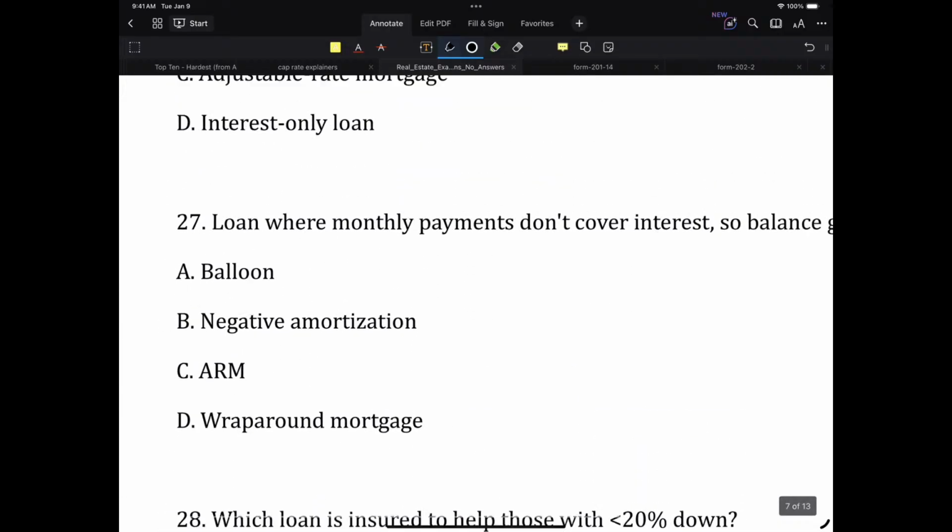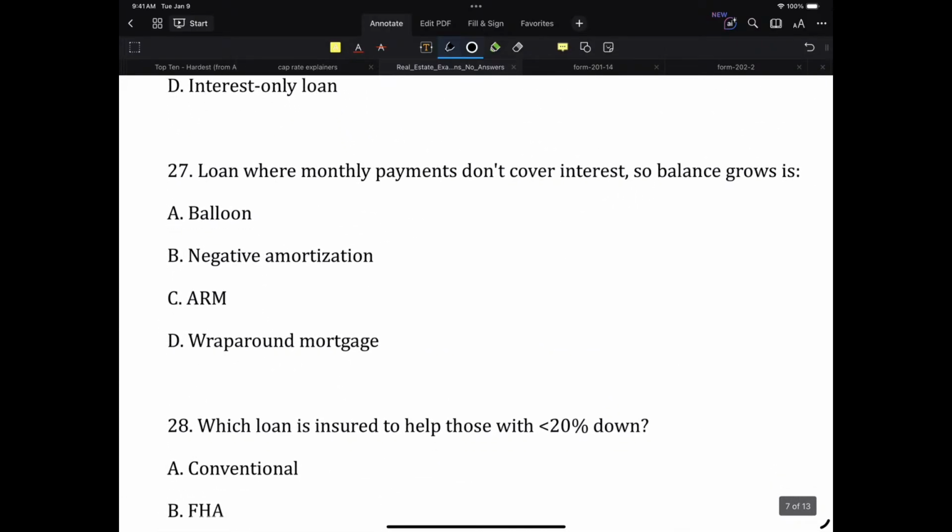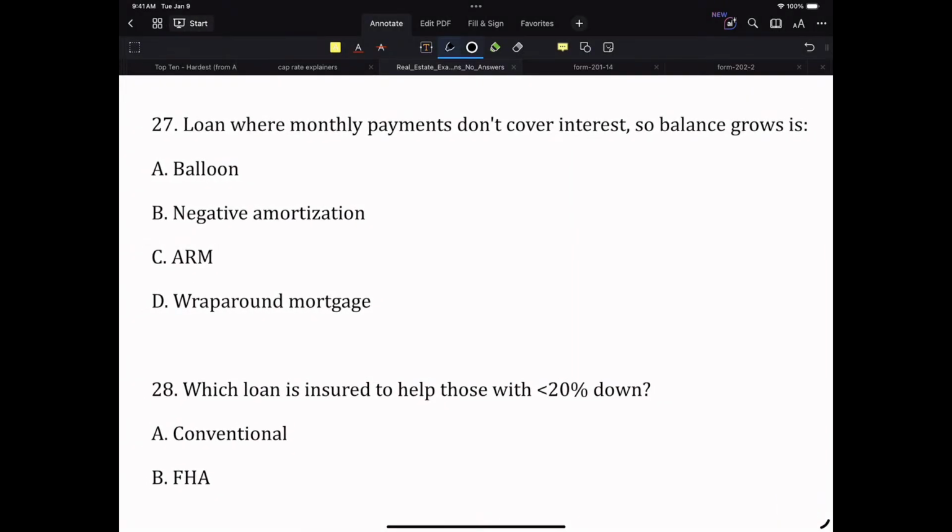All right, let's skip around a little bit. Let's do 27. A loan where monthly payments don't cover interest, so the balance grows, is what? Is it A, a balloon mortgage, B, negative amortization, C, an ARM, or D, a wraparound mortgage?